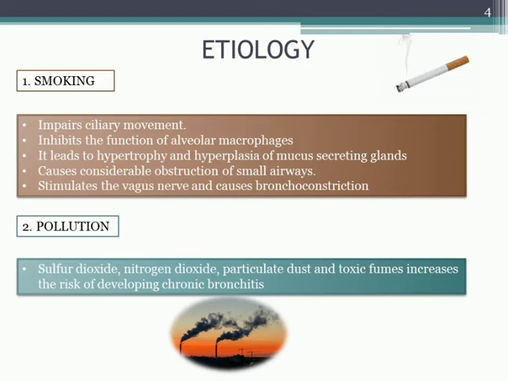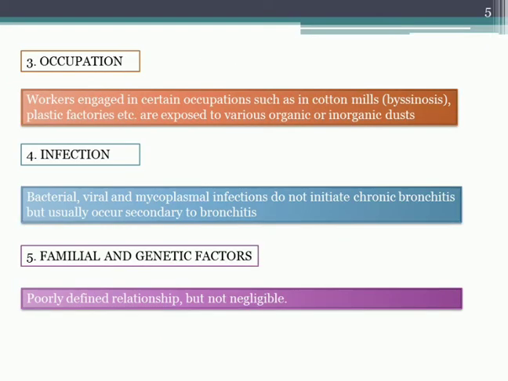We all know that industries and automobiles exhaust so many chemicals into the environment. Out of that, the very important ones are sulfur dioxide, nitrogen dioxide, and toxic fumes, etc. So that increases the risk of developing chronic bronchitis. And the other minor factor is occupation, as we already discussed in asthma. Workers who are working in cotton mills, flour mills, plastic factories or asbestos industries are exposed to various organic or inorganic dust.